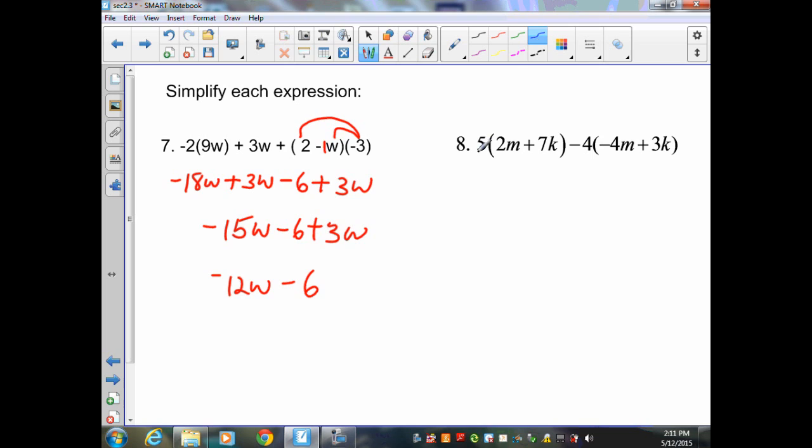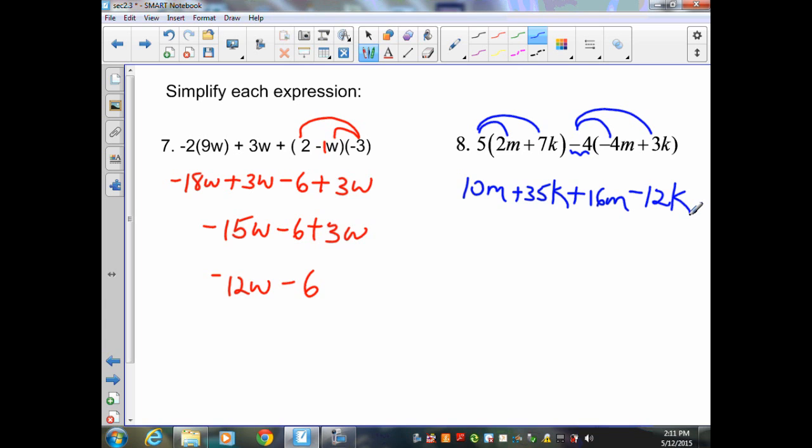Next, I have 5 times 2. I'm going to distribute again. 5 times 2 is 10m. 5 times 7, positive times a positive is a positive 35k. And my next term, I'm going to use a negative 4 to distribute. Negative times a negative is positive 16m. And negative times a positive is a negative 12k.